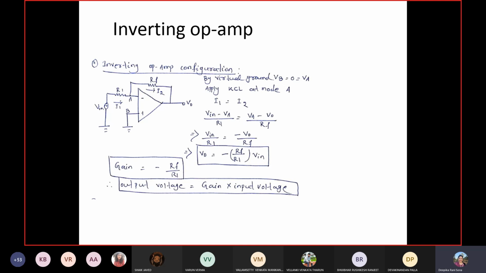Let's analyze the circuit. First thing, V in is here, V naught we don't know. So we have a potential appearing at this point. What should be the direction of flow of current in the circuit? Suppose the current flows from V in to the V naught side. So the current flowing from V in to VA through R1 is I1, and the current from VA to V naught through RF is I2. So here we get two different currents, I1 from V in to VA and I2 from VA to V naught. Just label this like this.